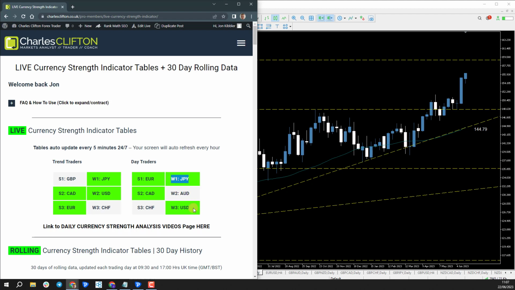Now you can see that the US dollar has also appeared on the table on the weak side, so we do have confluence there with the US dollar as a weak currency, or that being in W3. Euro is topping the day traders table once again as the strongest currency, so we're going to take a little bit of a look into Euro yen, but we're also going to have a look at CAD yen as well, as there could be potential upside in that market.